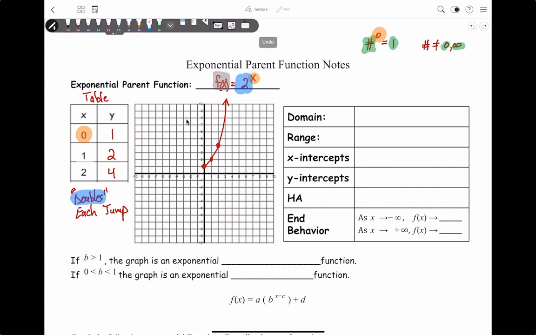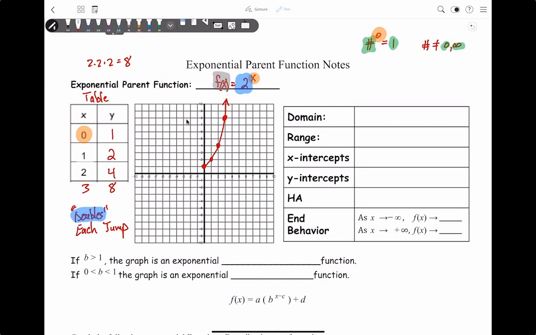So let's say that we had x is 3. Let me move that down just a little bit. 2 to the power of 3 would be 2 times 2 times 2, because there's 3 of them, and this is equal to 8. So 2 to the power of 3 becomes 2 cubed, which equals 8.